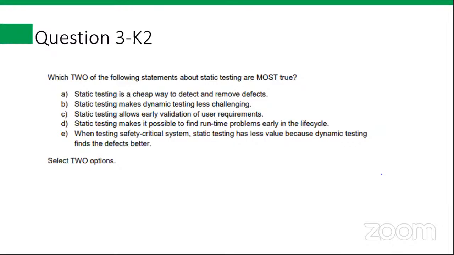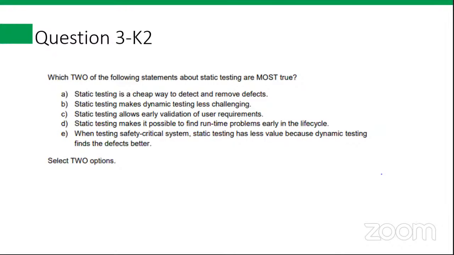So we have one more option to select. Now let's go to the next option. Static testing makes dynamic testing less challenging. This is exactly a false statement. Why? Because static testing is not going to make dynamic testing less challenging. Rather, dynamic testing is getting more challenging because you are dealing with the execution and you might be facing some conflicts in the test environment or something like that. So option B is false.